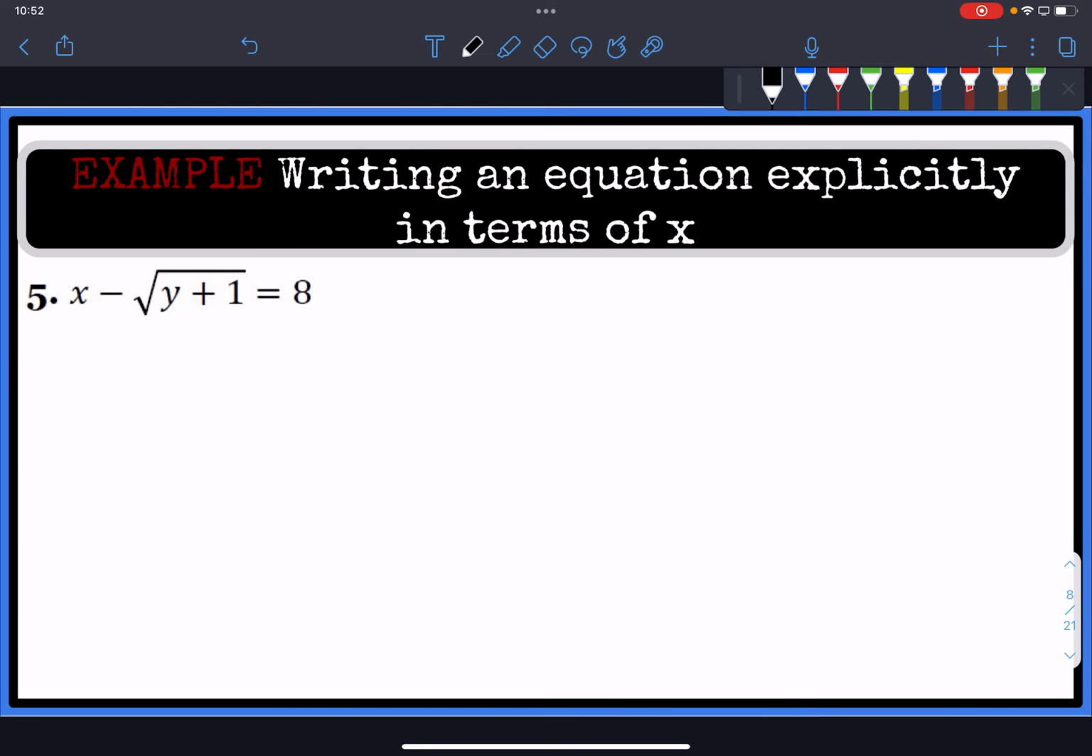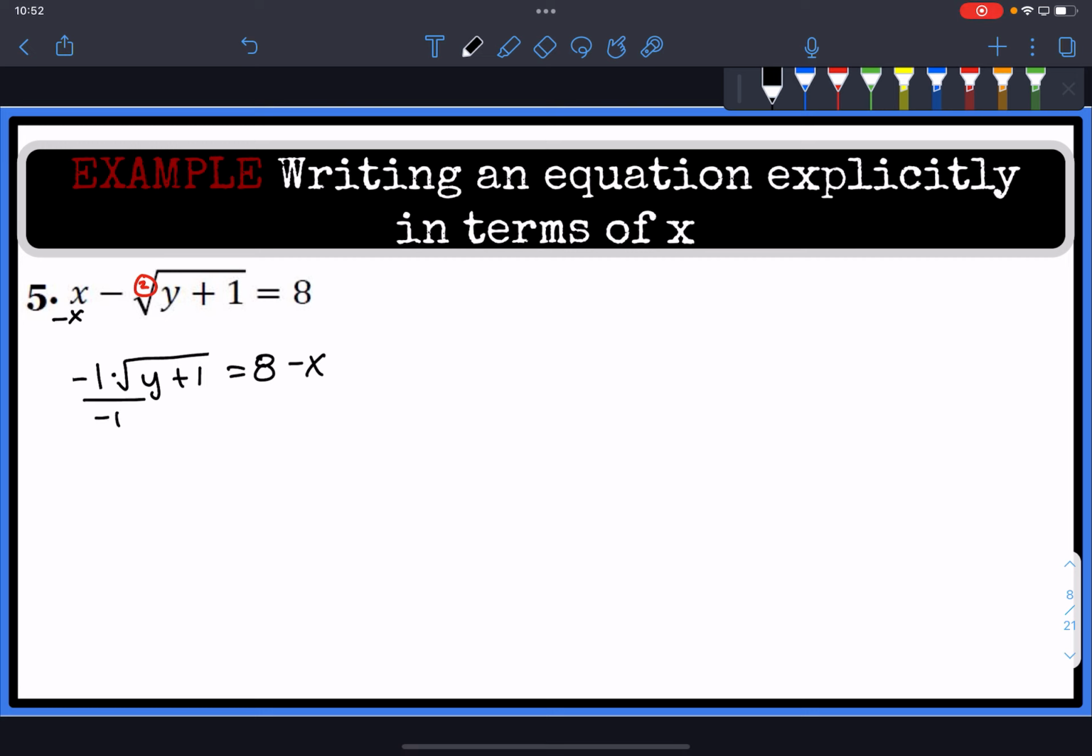Another example with roots, this time we have a square root. Remember here our index is invisible, so that means that our index is a 2 there. So we'll start by moving the x to the other side. We have a negative sign in front of it, so that's a negative 1 times the square root of y plus 1 is equal to 8 minus, again, the x. We're going to subtract the x from both sides.